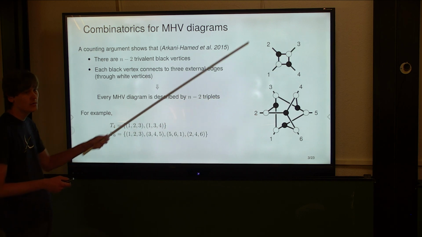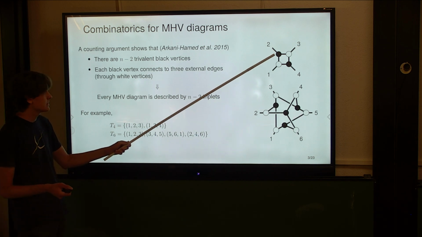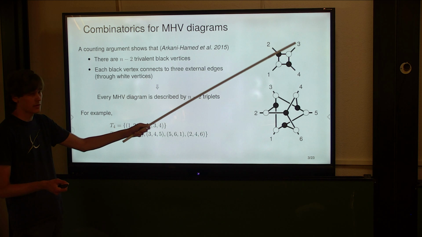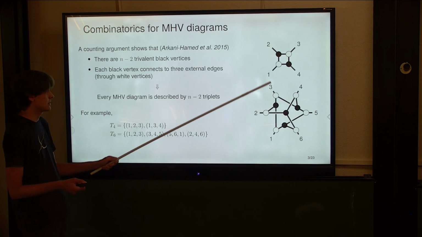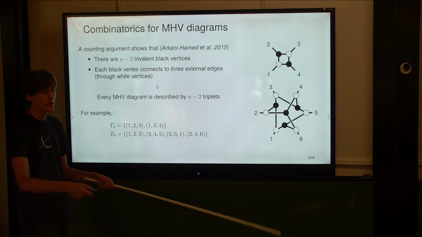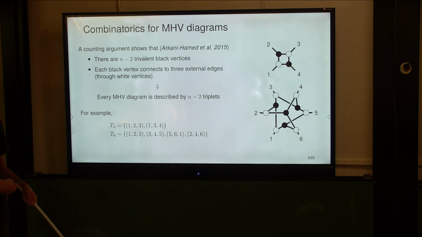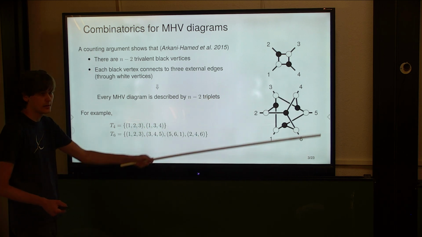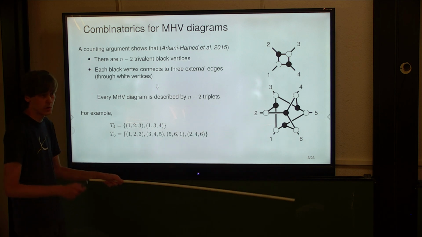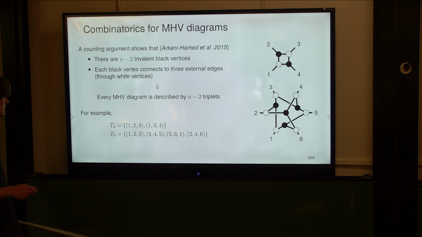So for this square, which is the very simplest diagram we could possibly have, we can describe it by saying that one black vertex is connected to 1, 2, and 3, and the other black vertex is connected to 1, 3, and 4. This gives you a complete characterization of the diagram, and then we can use this combinatorial object, this set of triplets, in order to continue and do some computations. For the 6-point diagram, which we'll see a lot, since this is one of the first really non-planar diagrams, it'll appear a lot in examples, and here's a set of triplets for it.